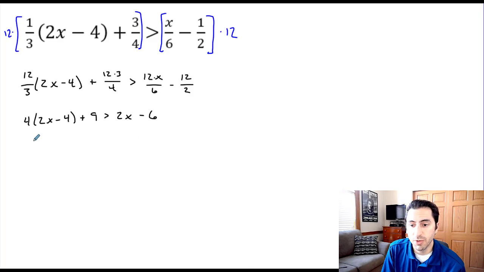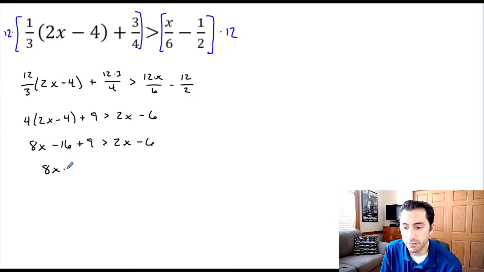The first thing, I'm going to distribute the 4. 4 times 2x is 8x. 4 times negative 4 is negative 16. And then on the other side, 2x minus 6. Okay, negative 16 plus 9, that's going to be negative 7, greater than 2x minus 6.